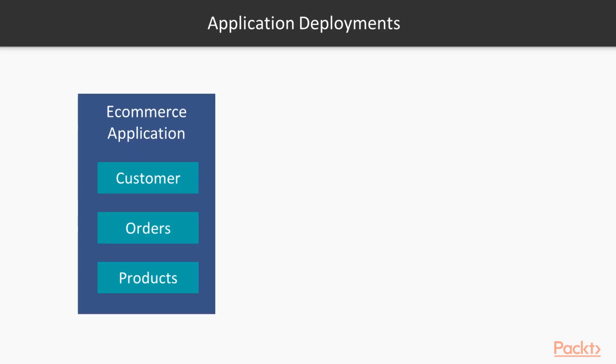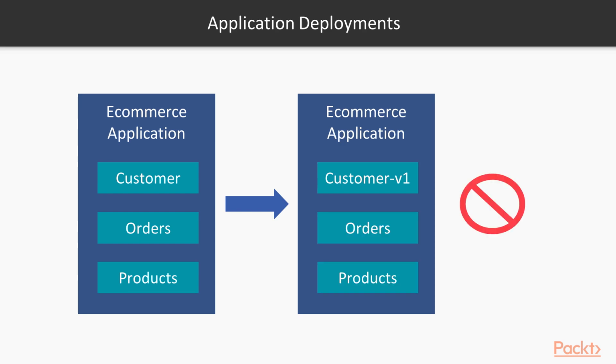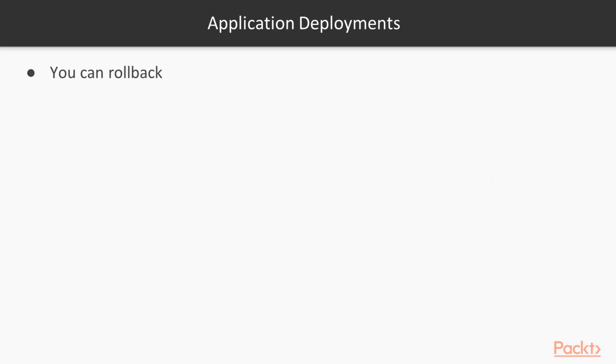So let's say you have an e-commerce application. It has various modules. You then change one of the modules of the application, so let's say the customer module. So what happens when it fails? You can always do a rollback. So you can go back to the prior version of your application.